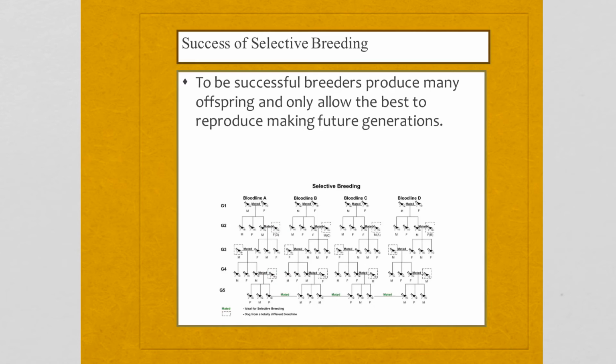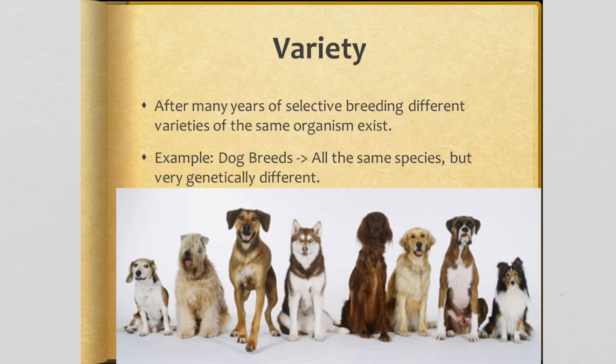So a lot of breeders will find mates from other sides of the country in order to keep adding genetic variability to the population of organisms that they're making. It's important to note that it's not always successful, but the idea is combining to get the best of both.